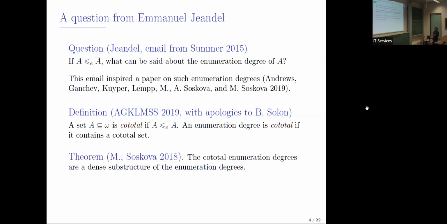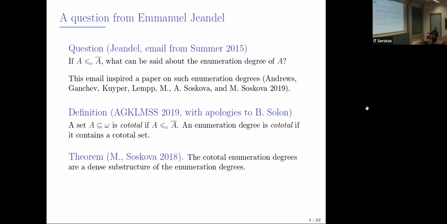And we, like I said, we studied this, and in a later paper, confused by publication date, but definitely a later paper, we showed, for example, that the cototal enumeration degrees are a dense substructure of the enumeration degrees by relating cototality to something that had already been studied in the enumeration degrees, having a good approximation.